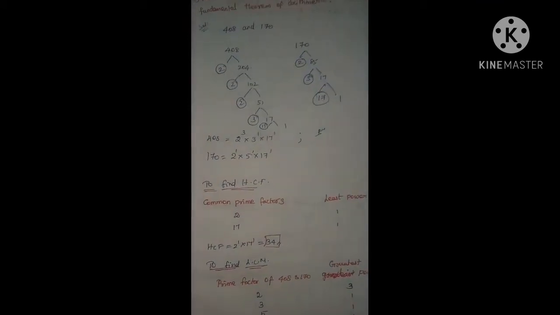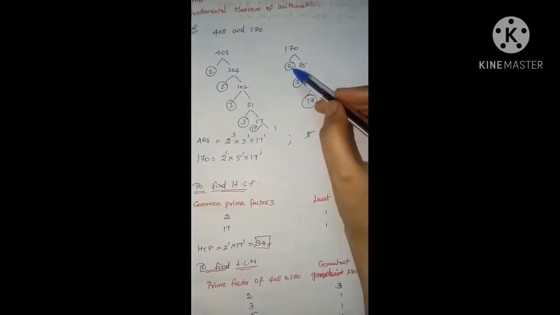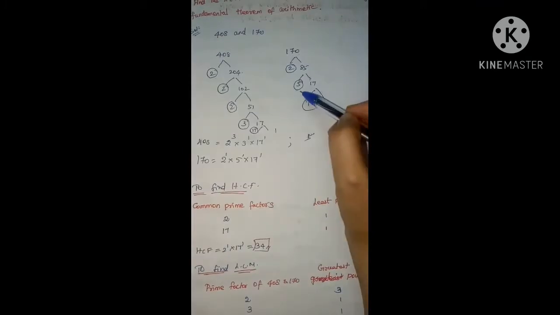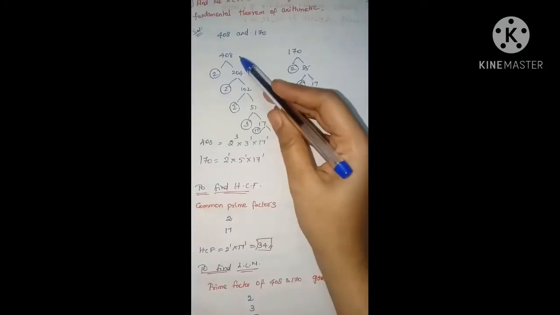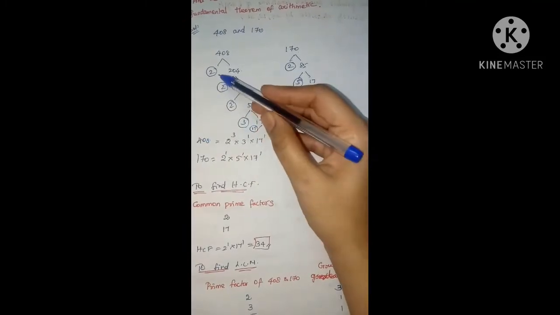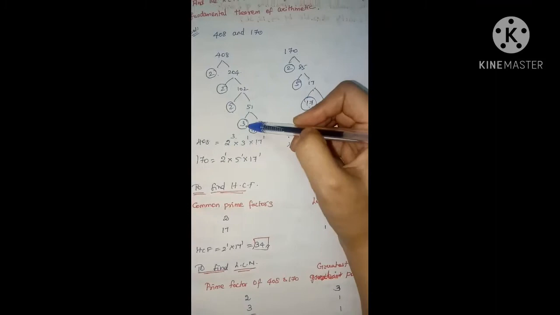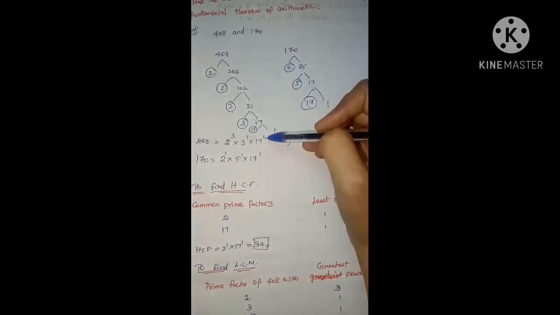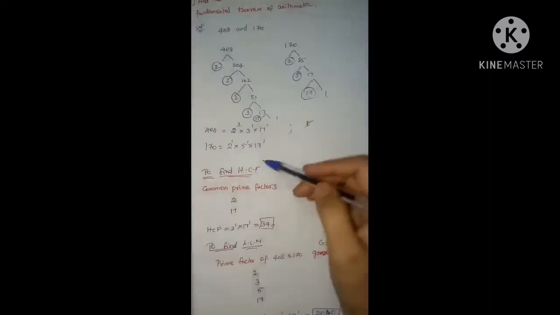Again we can find the factors of 170 using the factorization tree method. 2 into 85, 5 into 17, 17 into 1. So write the factors. 408 is equal to 2 into 2 into 2, which is 2 power 3, 3 power 1 and 17 power 1. 170 is 2 power 1, 5 power 1 and 17 power 1.